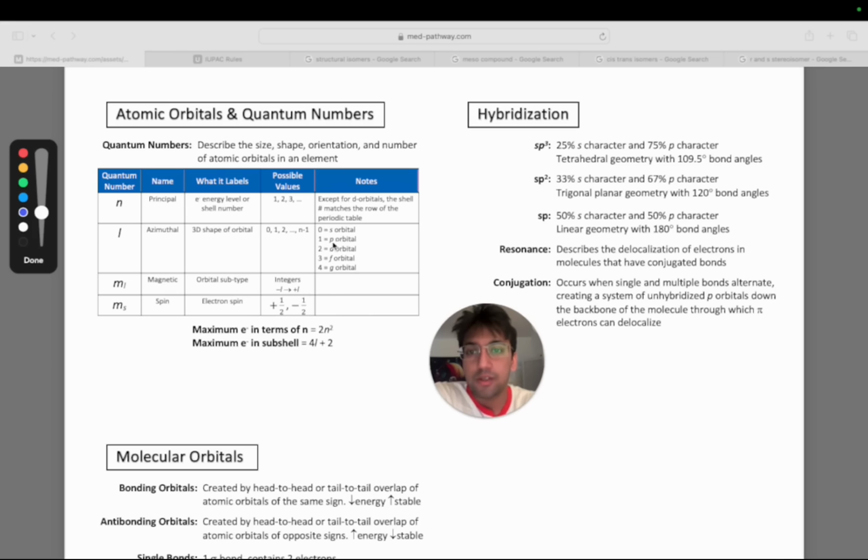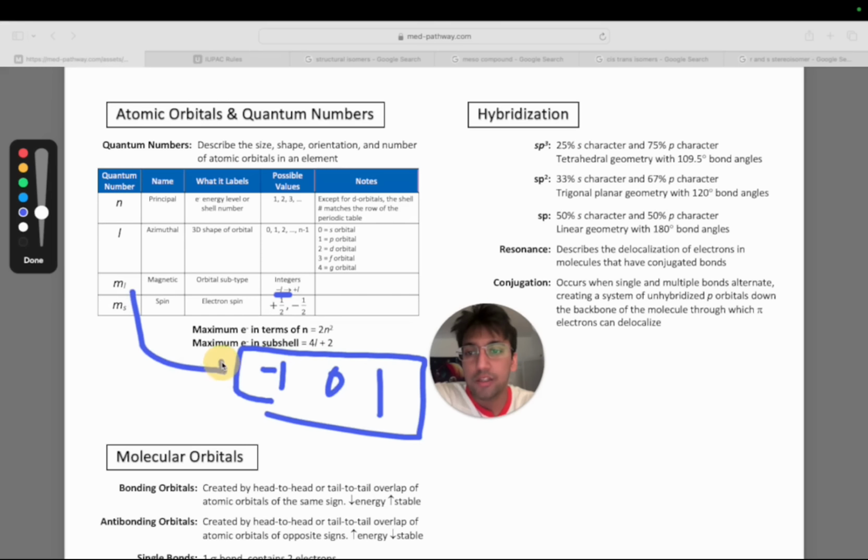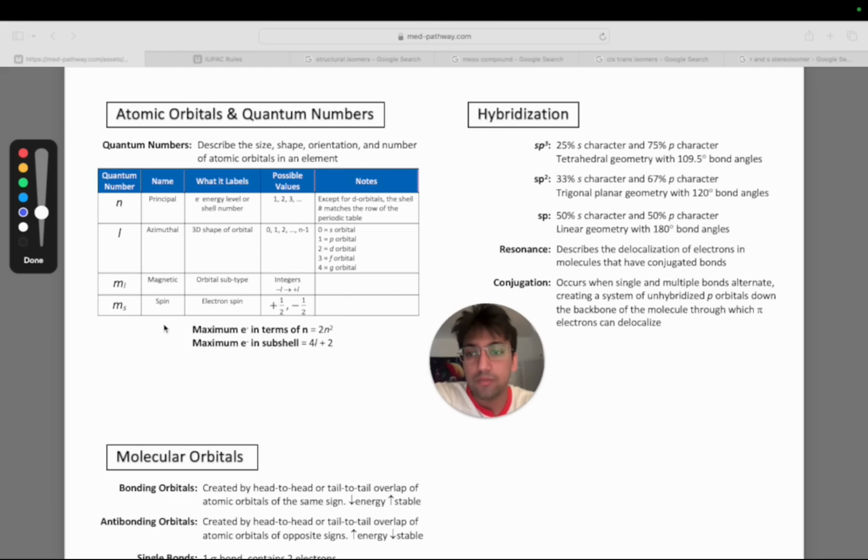So if I was going to take a p orbital, that's l equals 1, then I want to know how many p orbitals there are. And if you count this, it'll be -1, 0, and 1. The magnetic number is a way to designate which p orbital we're talking about. Are we talking about the -1, the 0, or the 1? And then there's the spin. Basically, you should know that there are 2 electrons in each orbital subtype, and so we give one of those numbers, kind of arbitrarily, a positive and the other a negative. So that's what those numbers mean.